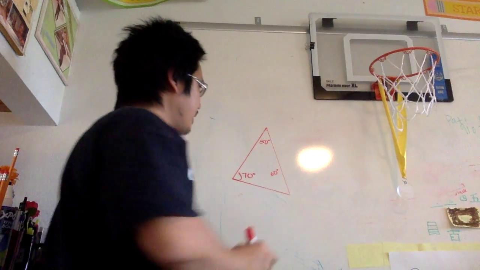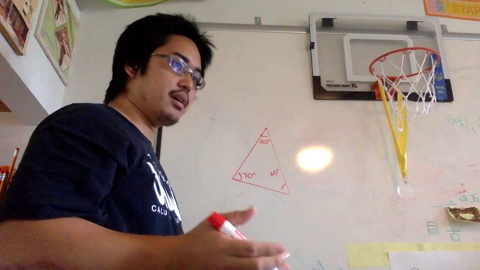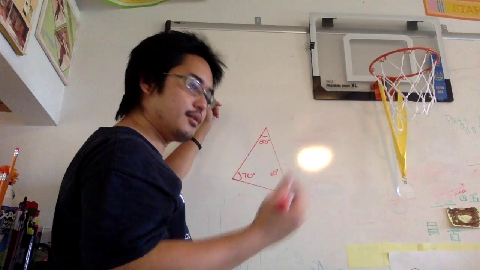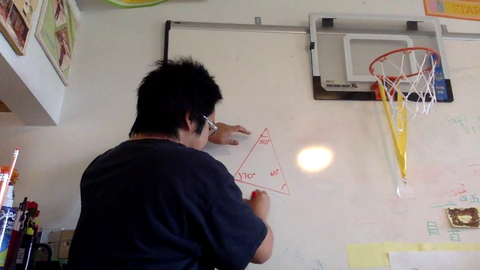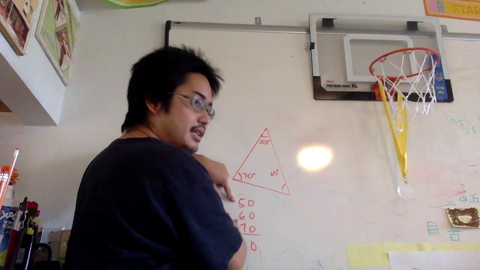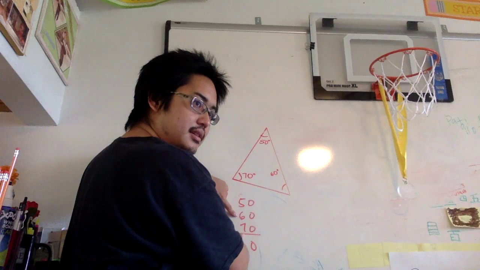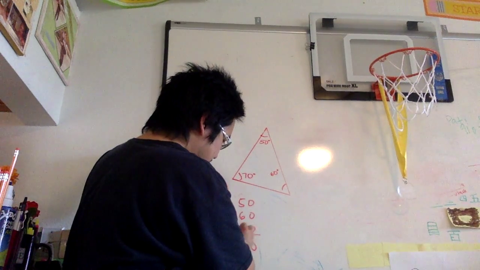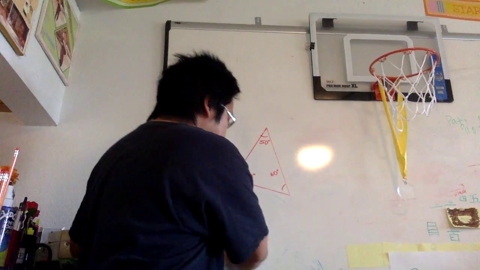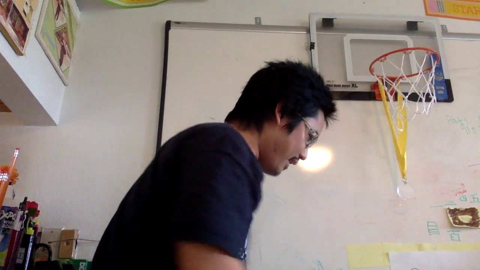So, if I have this angle in here, and this angle in here, and this angle in here, I add them all up, what should they be? 180. So, 50 plus 60 plus 70. Adding them all up, 5 plus 6 is 11. Plus 7? 18. 180. So, any triangle that you have, if you add up all of the angles inside of them, that will make 180 degrees. Does that make sense? If I have any triangle at all.